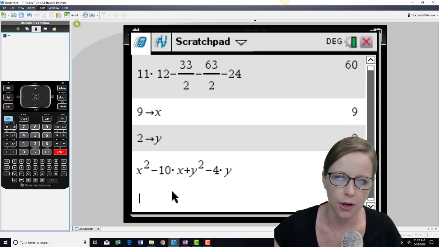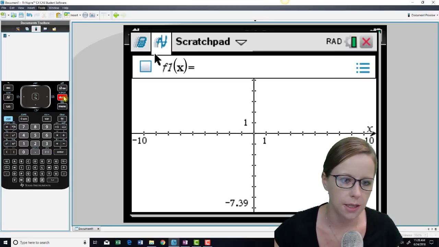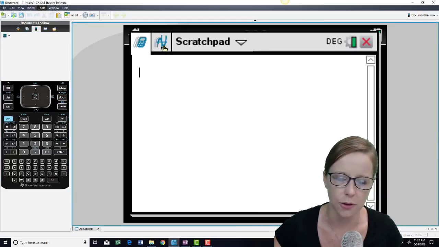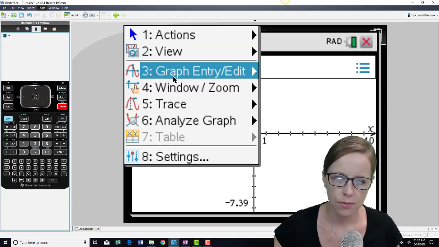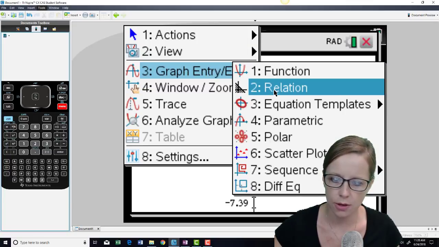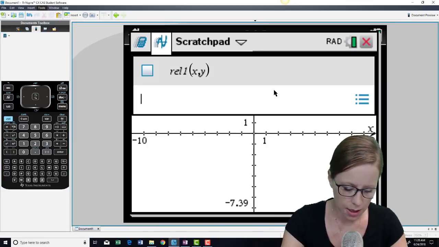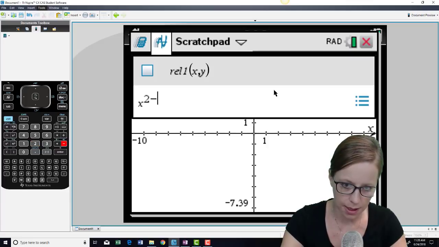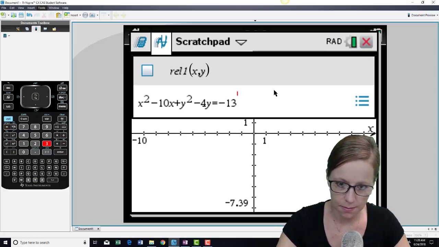Your other option is this. If you go to your graph, and, oh, I should clear that out. Sorry, Doc B. Anytime you store anything, clear it out afterwards. If you go to your graph and you do menu, entry edit, and you go down to relation. I guess you could have deleted the equal sign too. And you graph the one we just said, minus the one we said worked: x squared minus 10x plus y squared minus 4y equals negative 13.